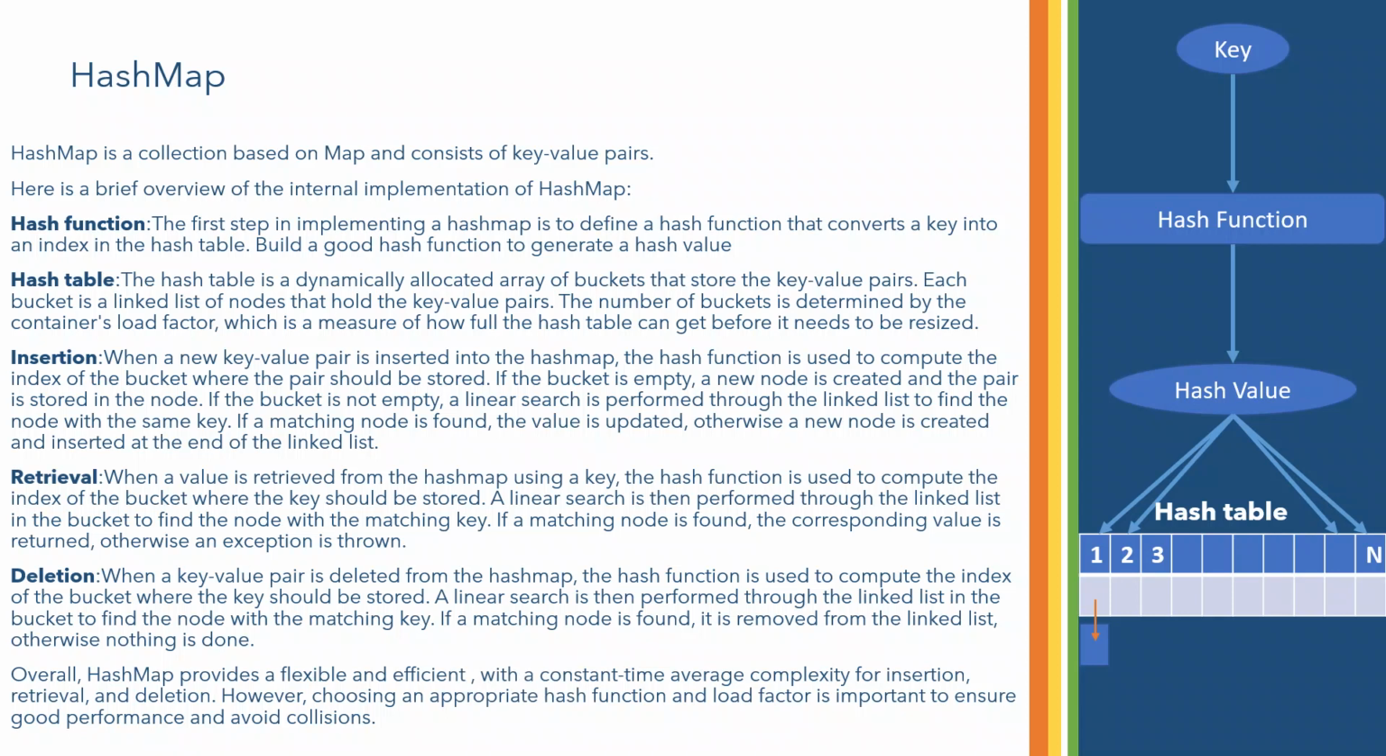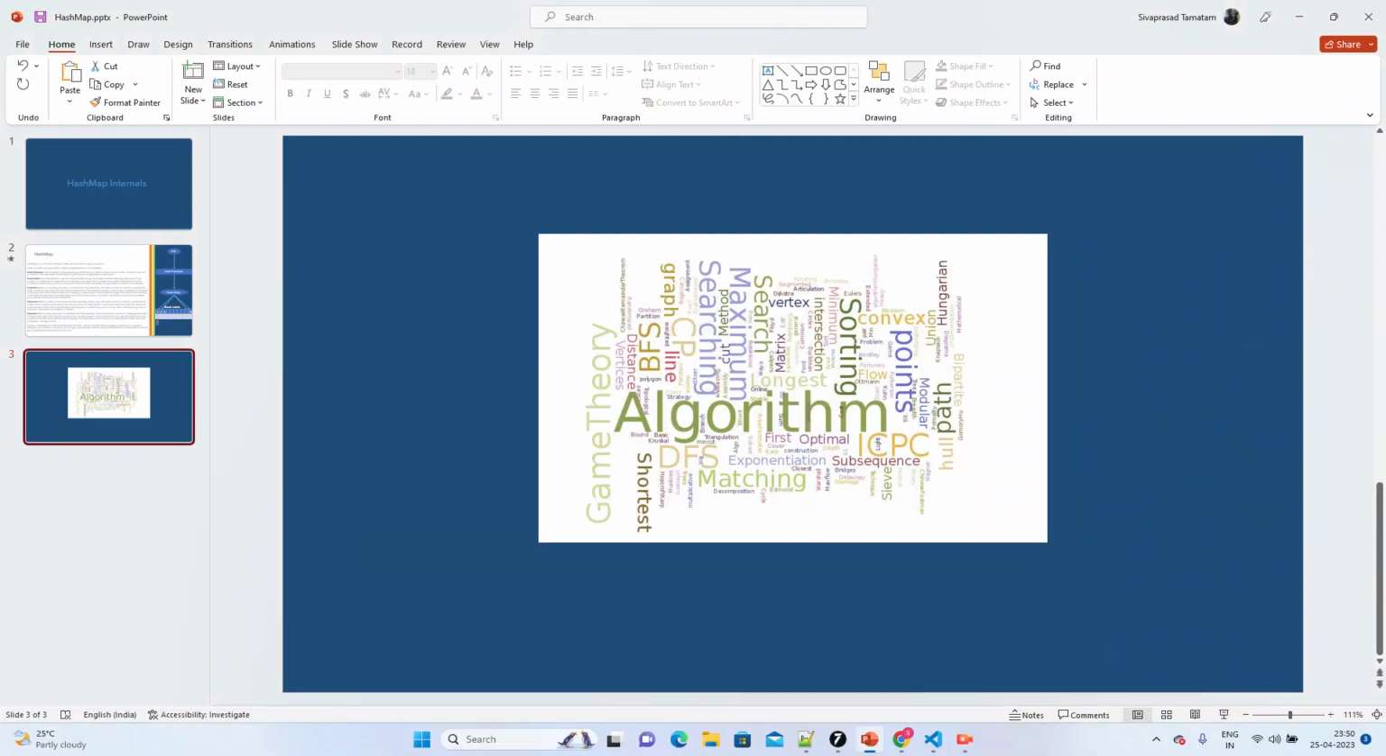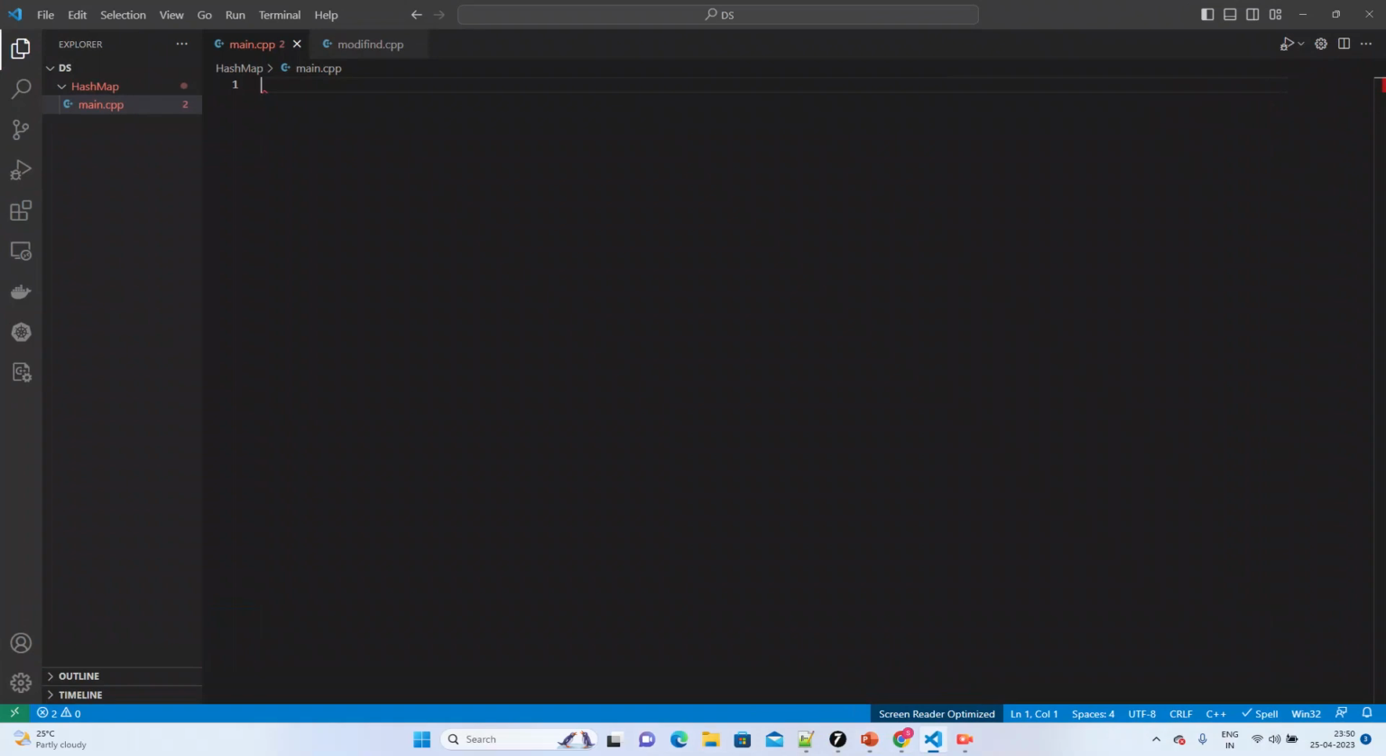And overall, HashMap provides a flexible and efficient structure with a constant average time complexity for insertion, retrieval, and deletion. However, choosing an appropriate hash function and load factor is important to ensure good performance and avoid collisions. Okay, let us see some coding part using C++.